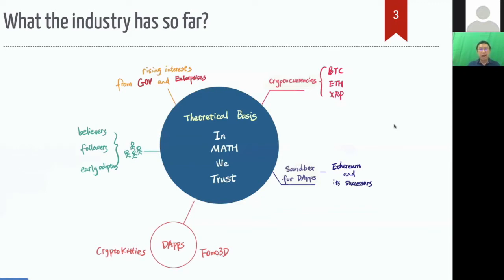And we do have the platforms for decentralized apps, for example, Ethereum and its successor, but they're still in a very early stage. So that's why I call it sandbox. In the past 2 years, there are some shining DApps like CryptoKitties, Foremost 3D. They have had a big impact in various areas. And from the user's perspective, blockchain is getting more and more believers, followers, and early adopters.